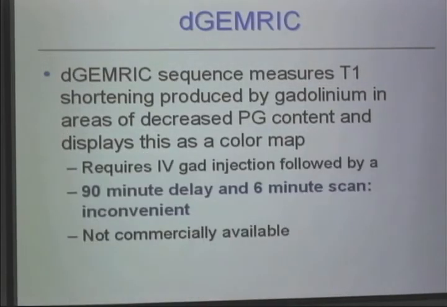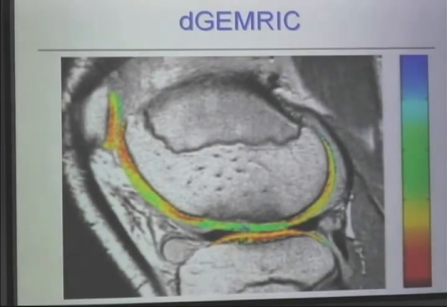This requires intravenous injection followed by a 90-minute delay and a 6-minute scan. So this is a very inconvenient type of scan, and it's not commercially available. This is what it looks like. Again, we see these green-blue colors in an area of chondromalacia, which corresponds to decreased proteoglycan content.